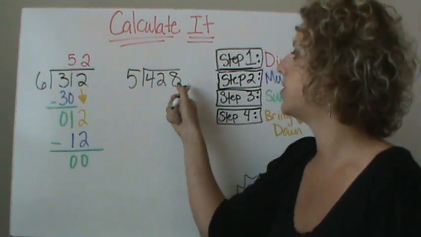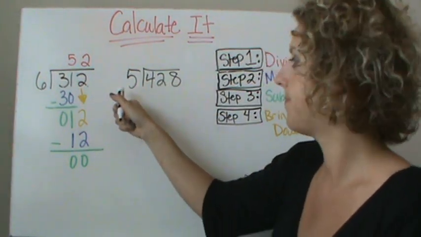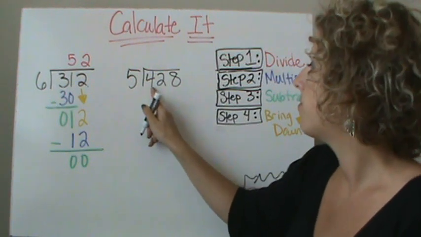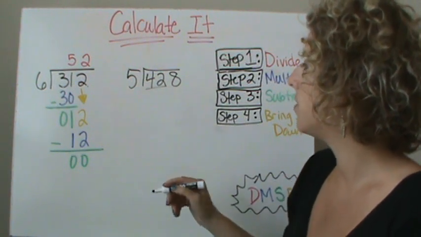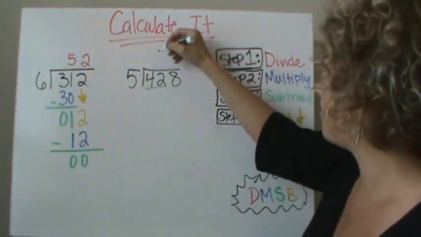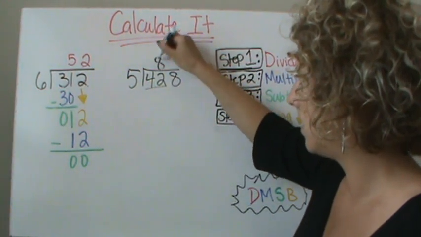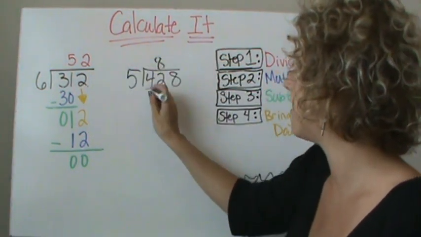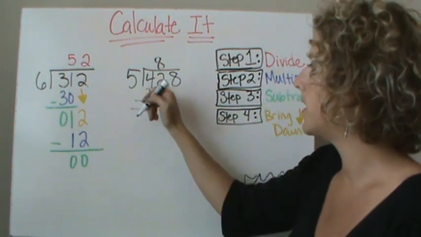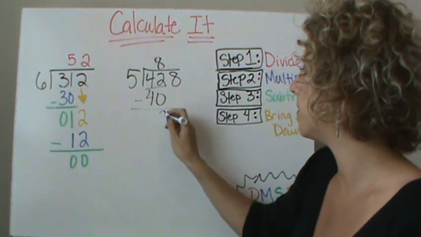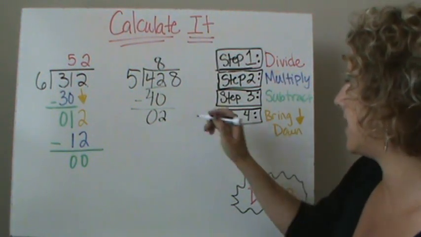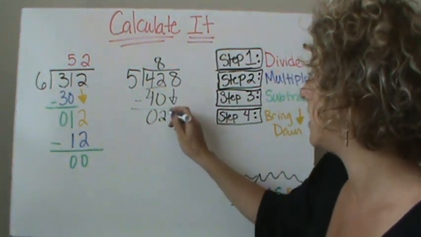So let's say we have 428 divided by 5. First, you're going to divide. 4 divided by 5, can't do it. 42 divided by 5. Well, I know that 40 divided by 5 is 8, so I'm going to divide. And then I'm going to multiply. 8 times 5 is 40. Then I'm going to subtract. 42 minus 40. 2 minus 0 is 2. 4 minus 4 is 0. The next thing I need to do is bring down. I'm going to bring down my 8.